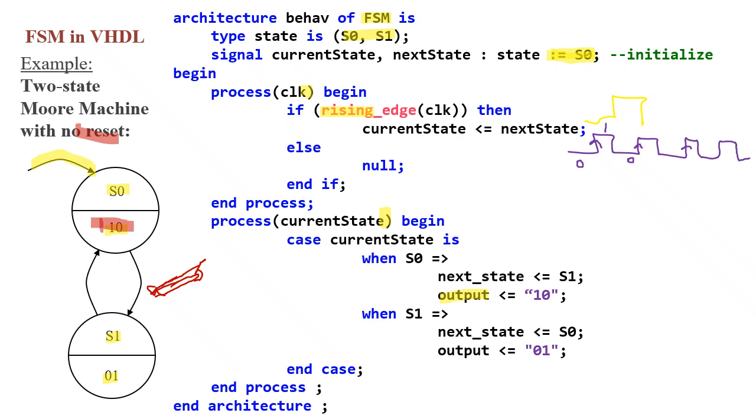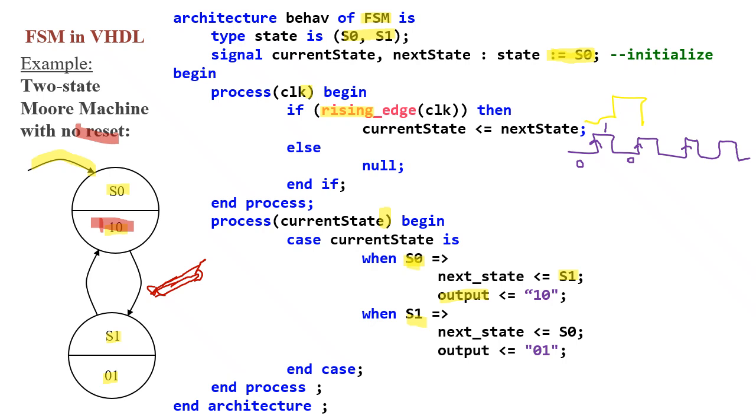Then you will always use a case statement to monitor the current state. Based on the current state, whether it's S0 or S1, you will decide what the next state is going to be. For this particular diagram, when the current state is S0, the next state is S1. You just follow the arrows in the diagram.